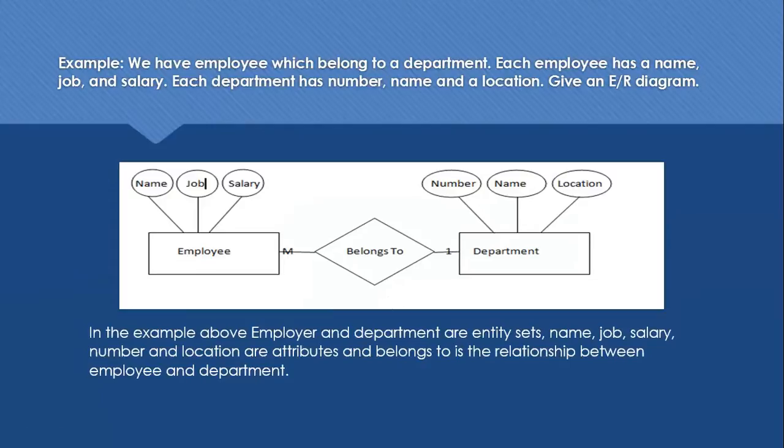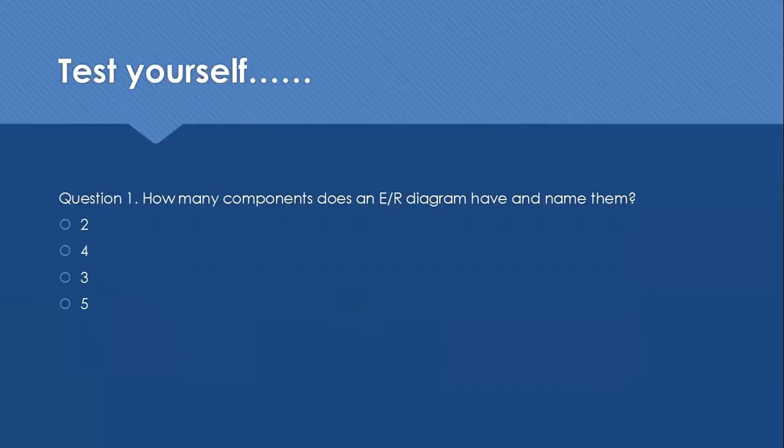Now, let's test yourself. If you're confident with all the material you've seen till now, please answer this question. The question is, how many components does an ER diagram have? And name them. Here are the four options. Please pick one, answer on a separate piece of paper, pause this video right here, and then come back to it. Now, I'm sure you've answered it correctly, and I'm sure everyone knows what it is. So here's the solution just to check your answers.